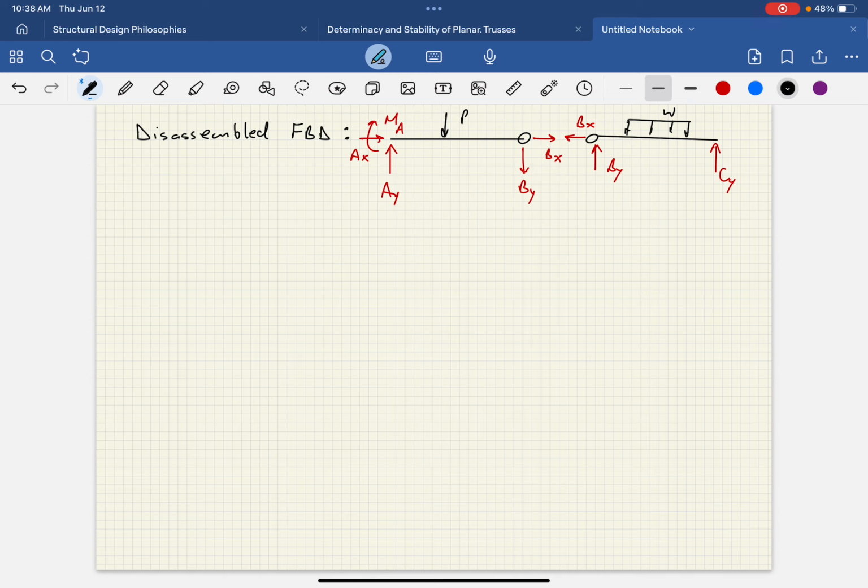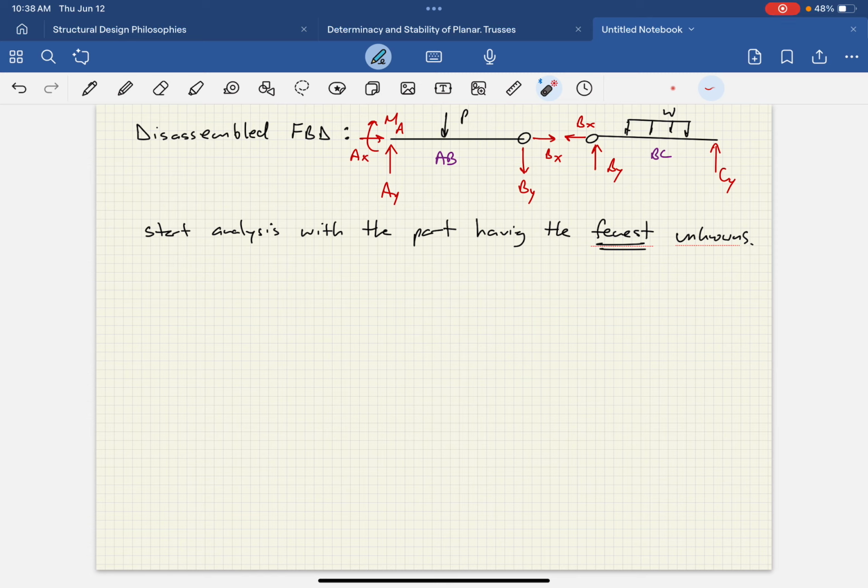So what we're going to do to analyze this is start analysis with the part having the fewest unknowns, okay? So we have these 2 parts here, okay? We have the segment AB and we have the segment BC. Which one of these 2 parts has fewer unknowns? Well, just look at it.